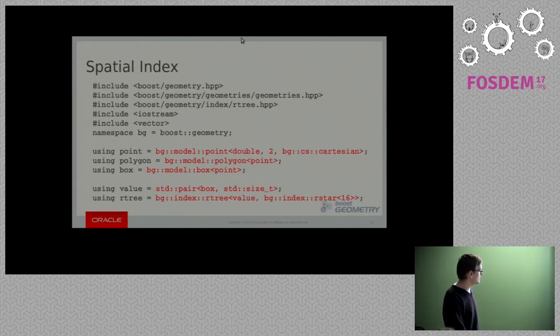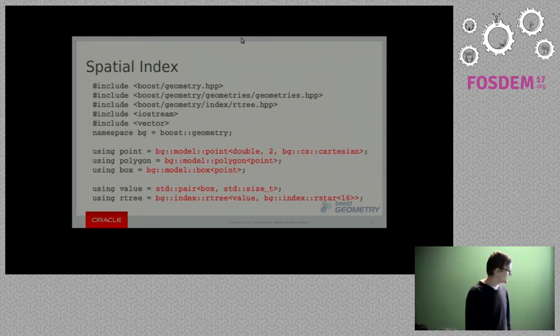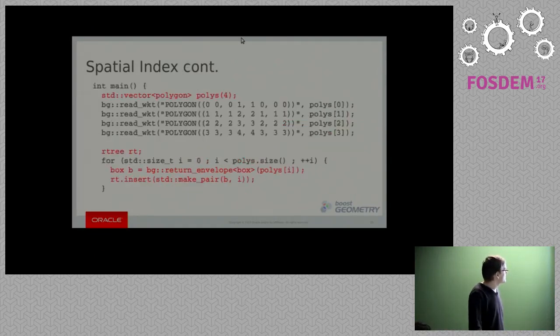And then I would like to define an R-tree type. As you can see, in the R-tree I'm storing a pair of a box and the ID of a polygon in my container. It's here. And I'm storing this value here in the R-tree, and the variant of the R-tree which will be built is the R-star tree. So here the container of polygons is created. It's a vector of polygons filled with data. Here the R-tree object is created, and then for each polygon I'm storing a pair containing an envelope of a polygon and an ID.